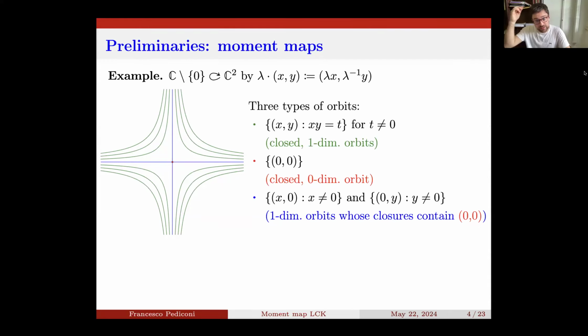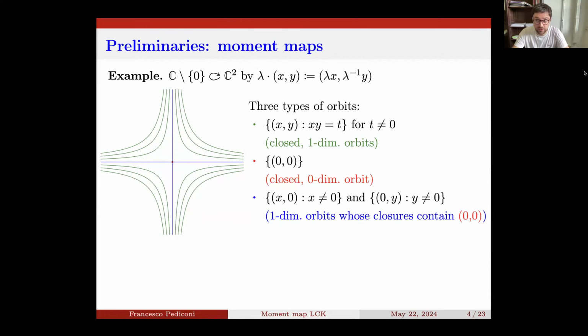The second type of orbit is the origin (0, 0). This is closed and zero-dimensional. Then you have another type of orbits that are the axes, so the pairs (0, x) with x different from 0, and pairs (0, y) with y different from 0. These last types of orbits, the blue ones, are one-dimensional and non-closed. So in particular, they contain the origin in their closure.